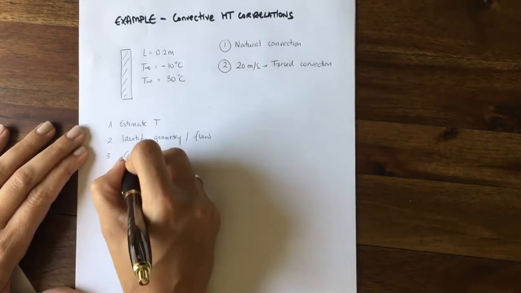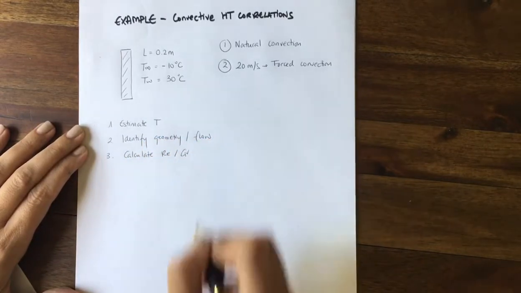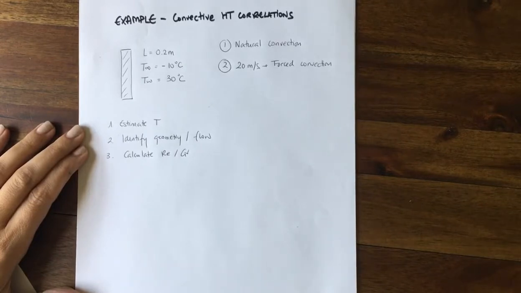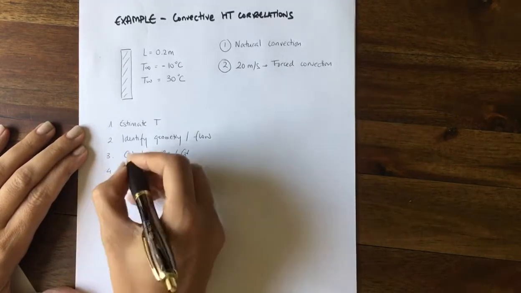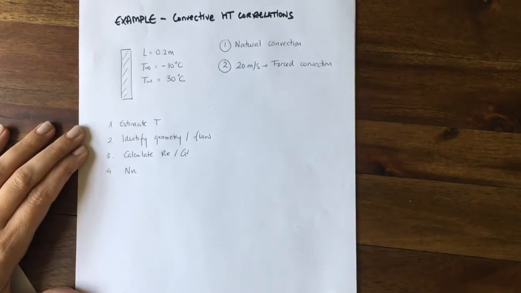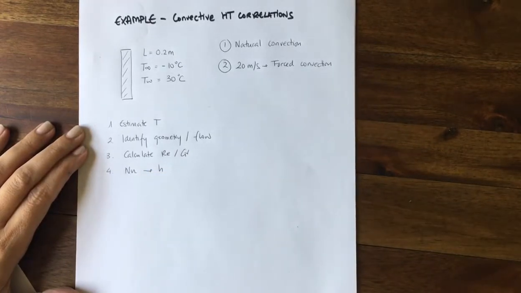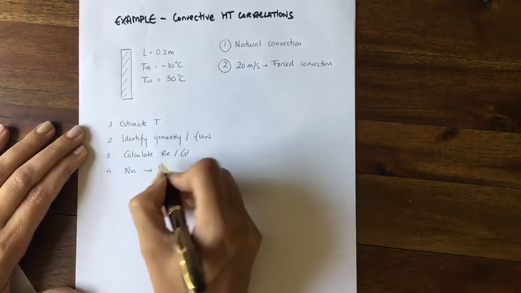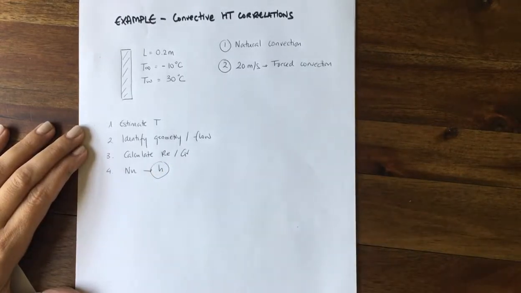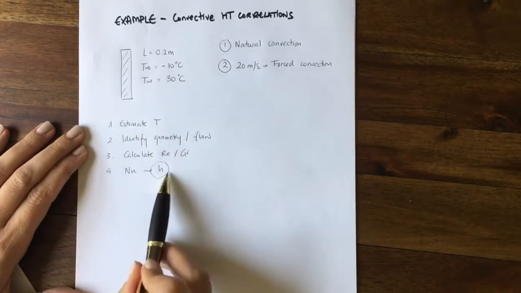Then calculate the Reynolds and the Grashof number, depending on whether it's natural convection or forced convection. Once we know the Reynolds or the Grashof number, we can estimate the value of the Nusselt number by the different correlations. Once we know the Nusselt number, it's very direct to calculate the convective heat transfer coefficient. And now, if we know the temperature, this is it.